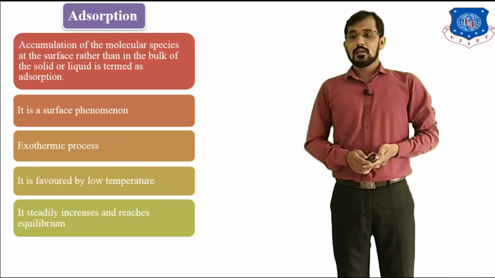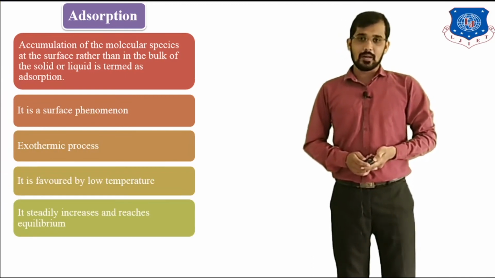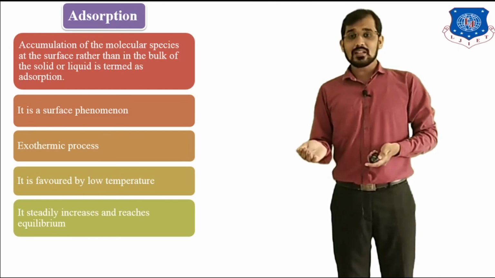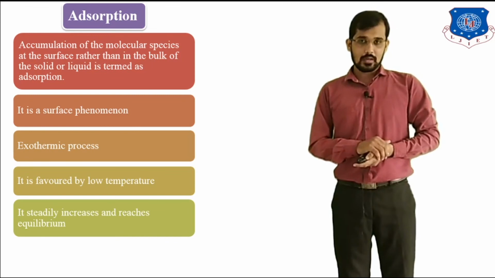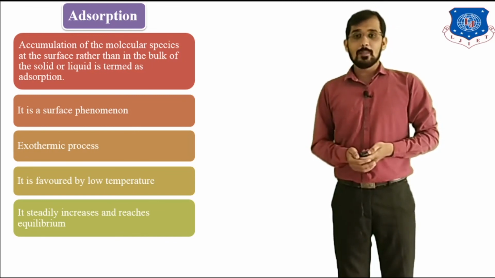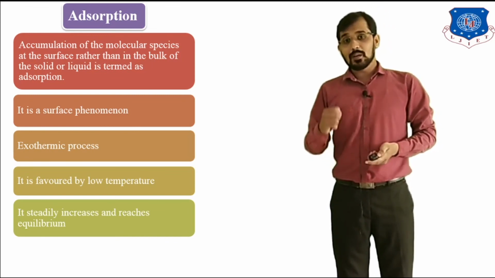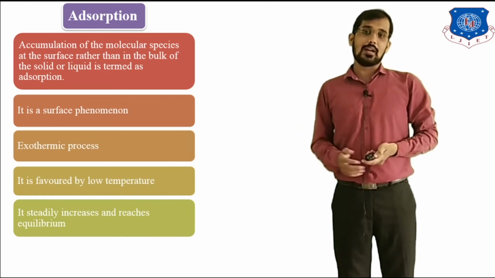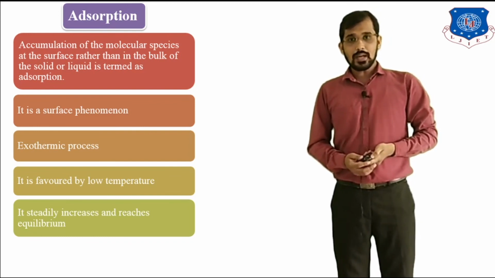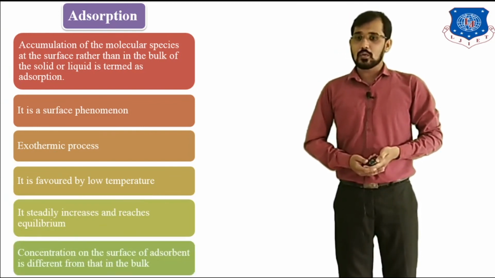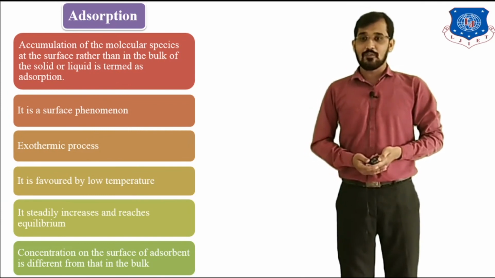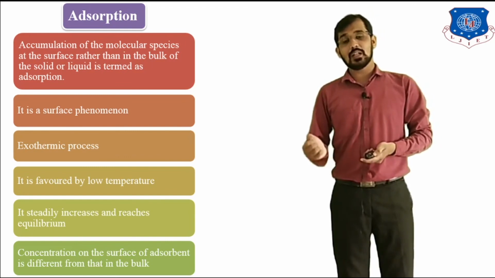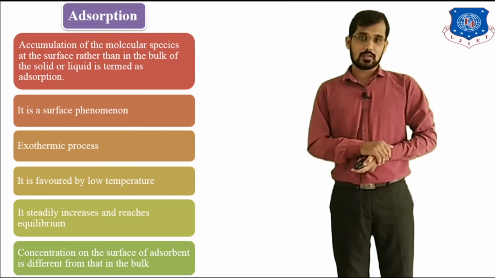Next point, it steadily increases and reaches equilibrium. Adsorption is possible, but it steadily increases the mass of the adsorbate over the adsorbent, and one time comes when equilibrium is reached. Once equilibrium is reached, you cannot adsorb more material over the adsorbent. Next and last point, the concentration on the surface of the adsorbent is different from that in the bulk. The concentration on the surface is the adsorbate, and it is different from the adsorbent.